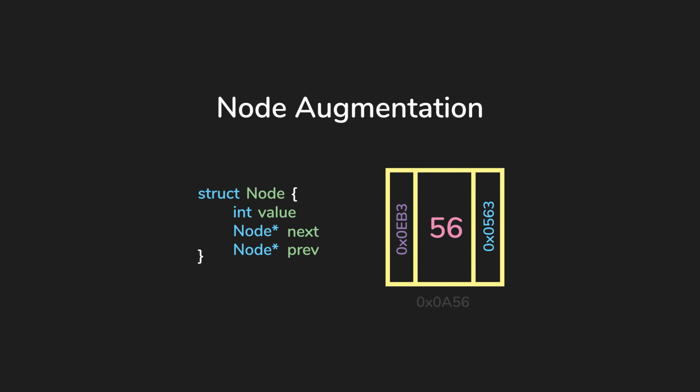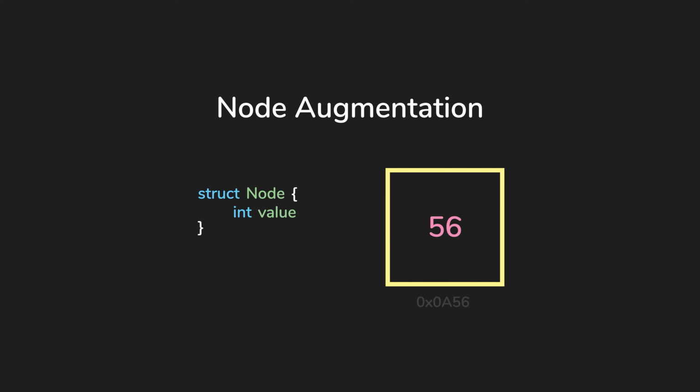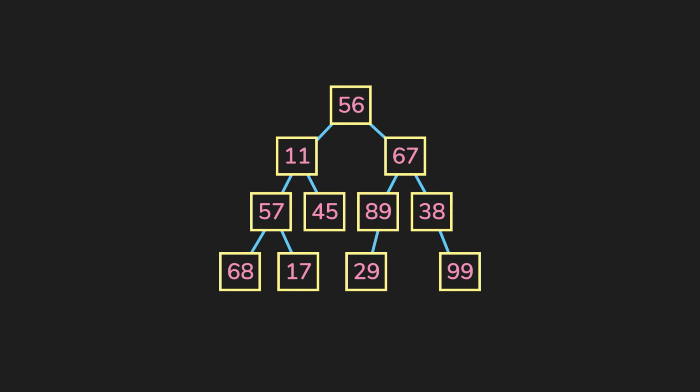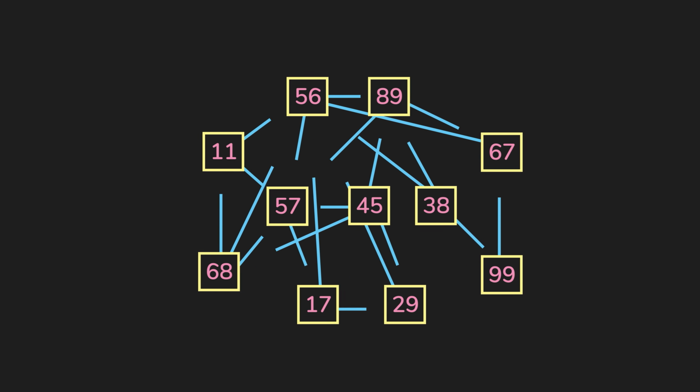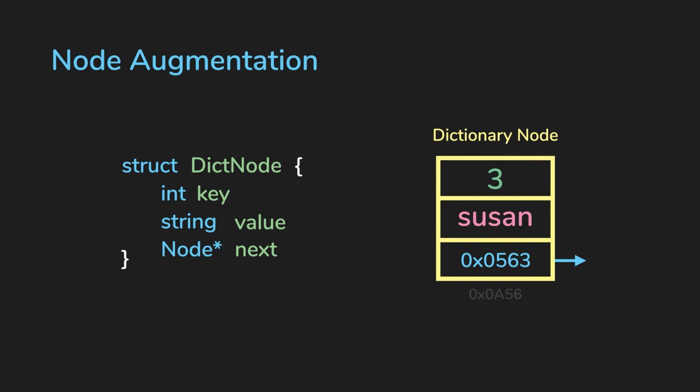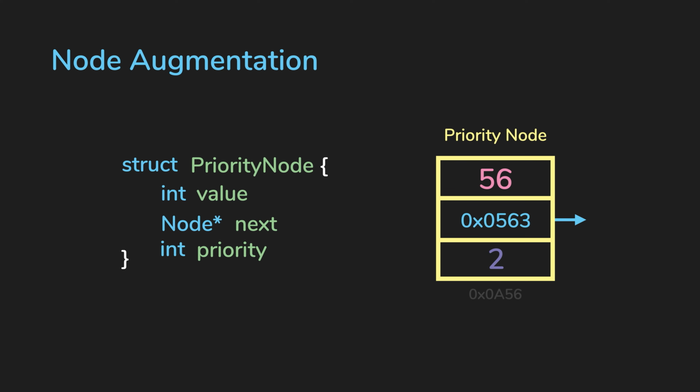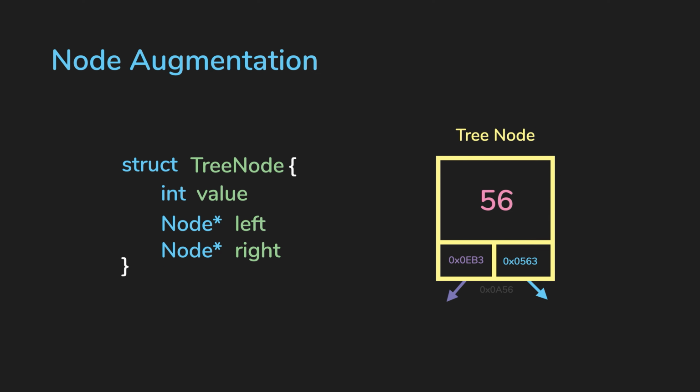This idea of modifying the node structure is important because you'll realize that nodes are the basis of many important data structures. You can use nodes to implement a tree or a graph. Here are some examples of how we can augment a node. You can create something called a dictionary node where the node has two attributes. One is the key and one is the value. You can make a priority queue with nodes that contain a priority number. Lastly, you can create a tree node.